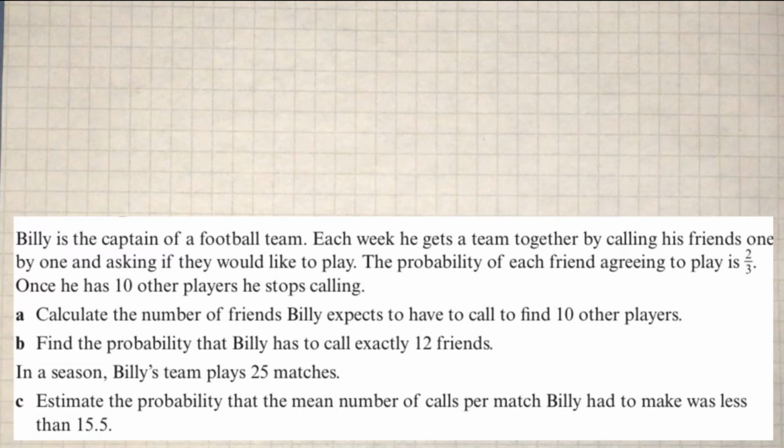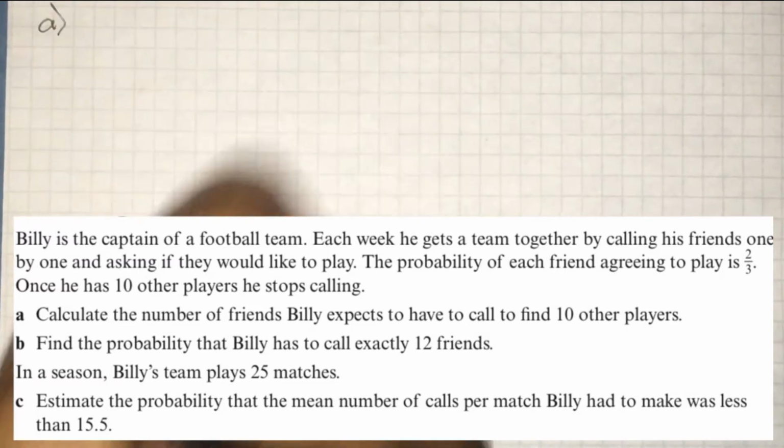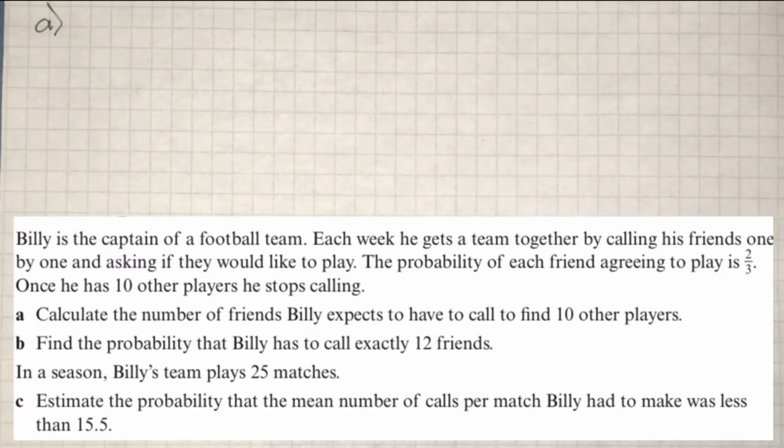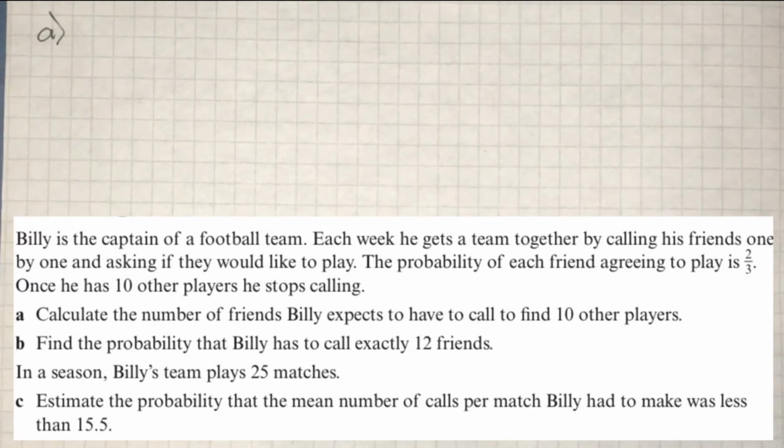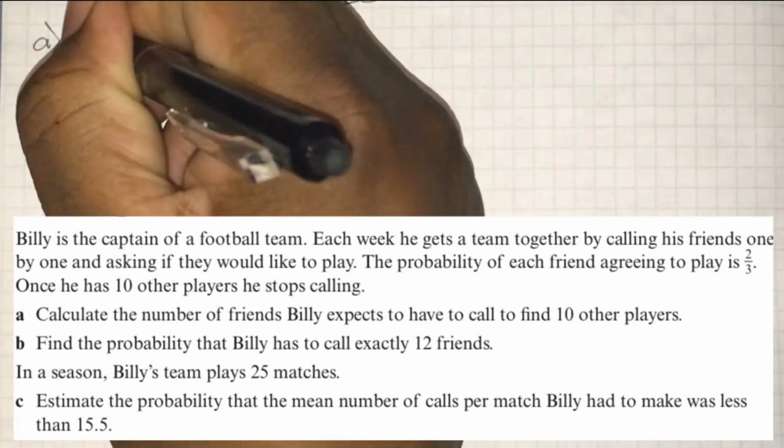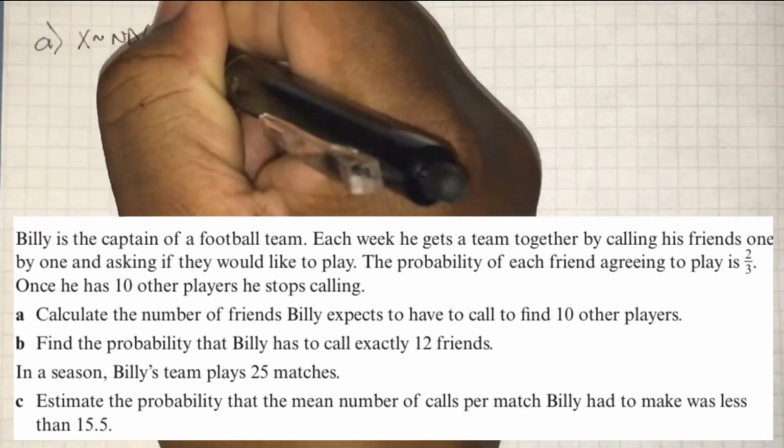Well, we're looking for 10 successes. The probability of success is consistently 2/3, and we can assume that each of his friends respond independently to each other. So this sounds very much like the negative binomial distribution to me. So we can just define that here, and we can use that to respond to the questions.